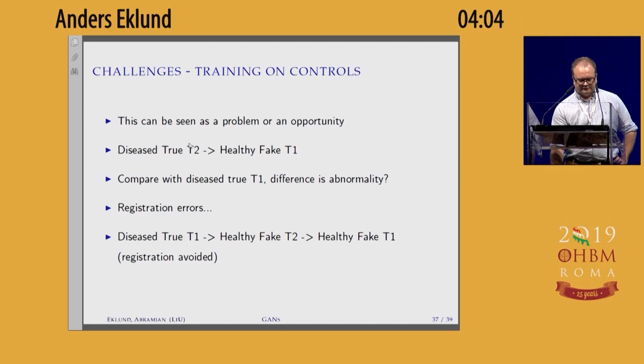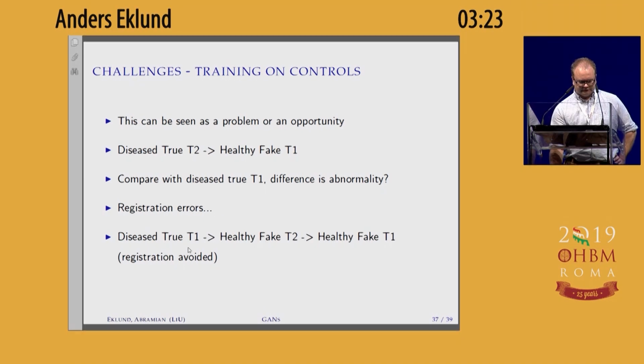If you have, for example, a real T2 image from a diseased subject, then you can produce a healthy fake T1. And if you also have a real T1 from the diseased subject, you can then make a comparison between the healthy prediction and the real T1, and you can see the difference as some kind of abnormality. But then you can run into registration errors if you don't have a perfect registration. So you don't know if the difference is due to registration or due to a real difference.